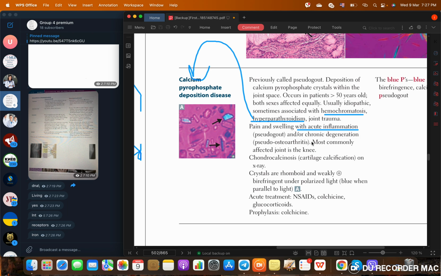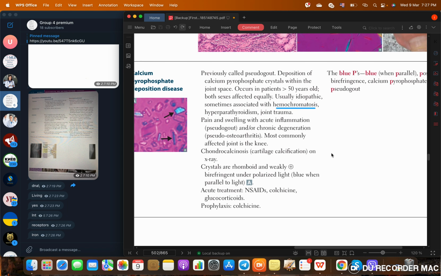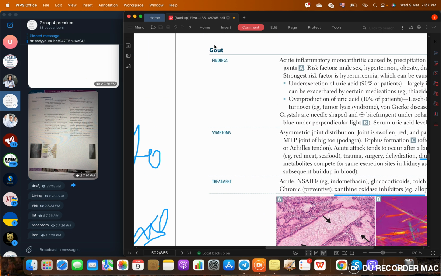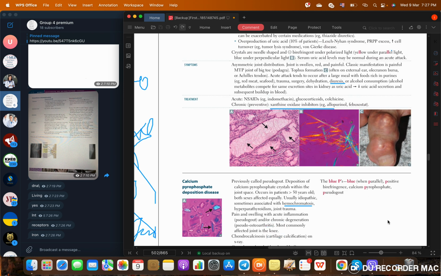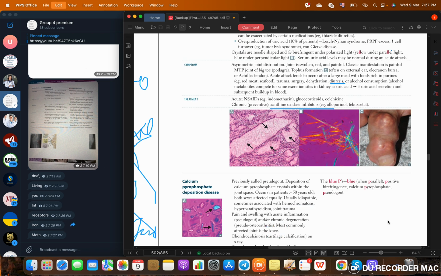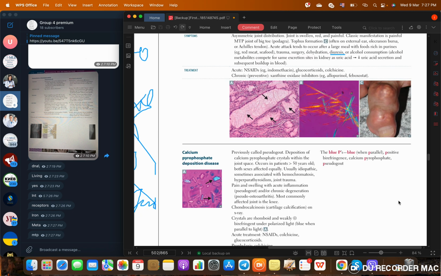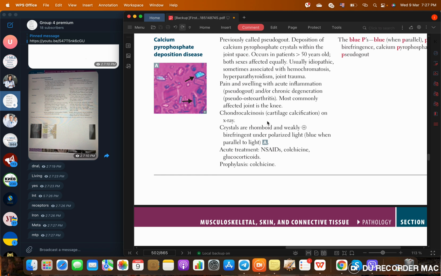Pain and swelling with an acute inflammation is pseudogout. Or it can lead to chronic degeneration, which is basically like pseudo-osteoarthritis. It looks like osteoarthritis, but it's not. It most commonly affects the knee joint. Don't confuse it with gout. Gout mostly affects which joint? The MTP, the metatarsophalangeal joint, or the toe joint, right? They write here that chondrocalcinosis can occur, in which we have cartilage calcification on an X-ray.